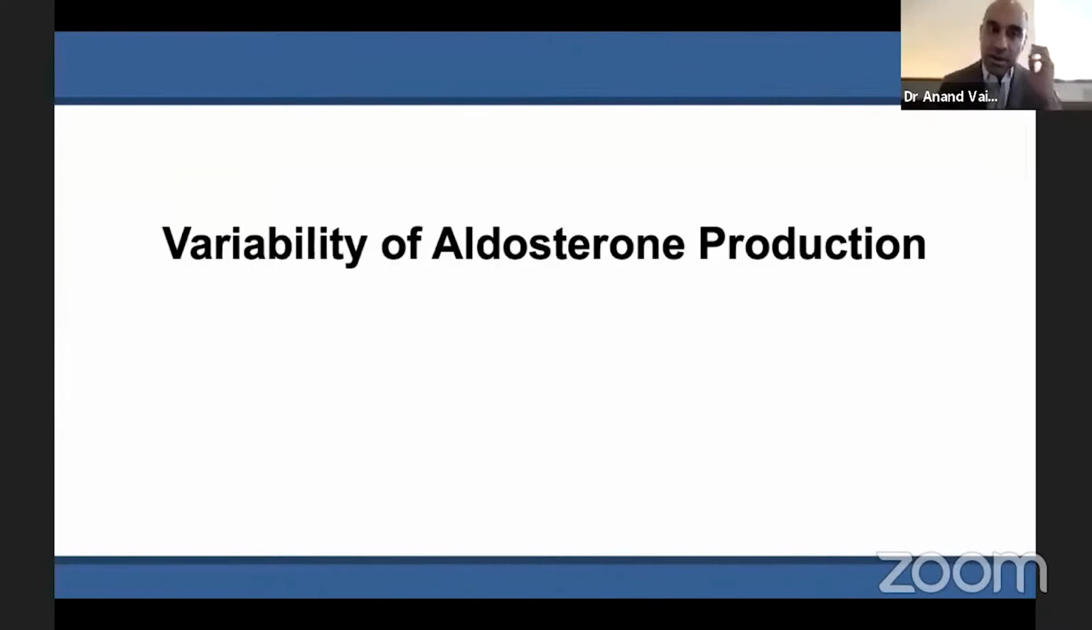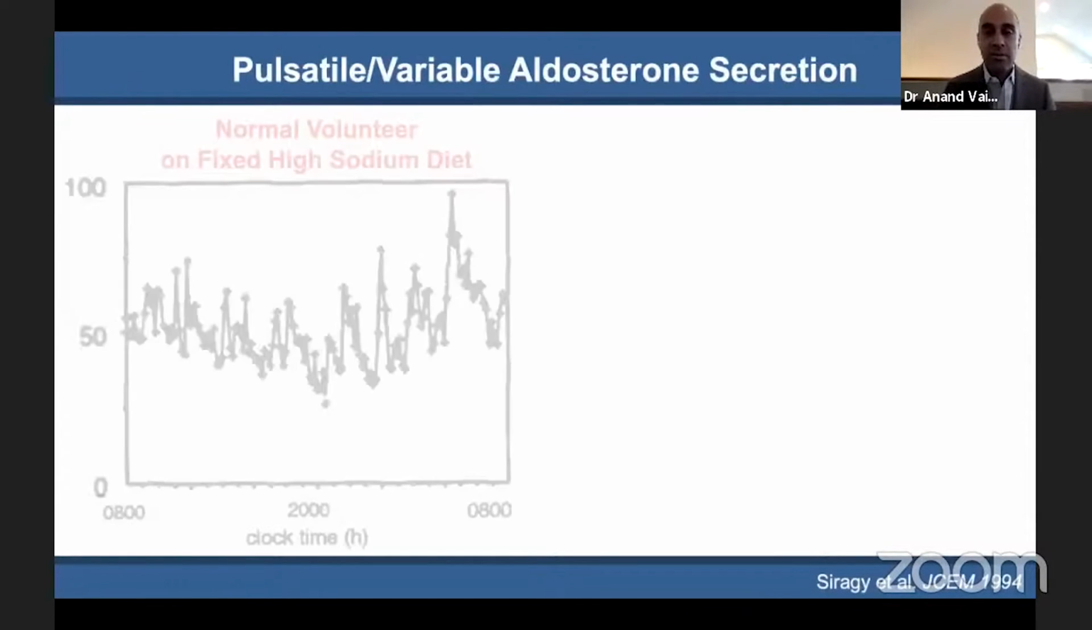So the first clinical concept I will review is the variability of aldosterone production. I think as endocrinologists, we all know that hormones are not produced in a constant stream. They vary by diurnal variation, pulsatility, etc. The same is true for aldosterone, although I think this feature is poorly recognized or underestimated. We've known this for years.